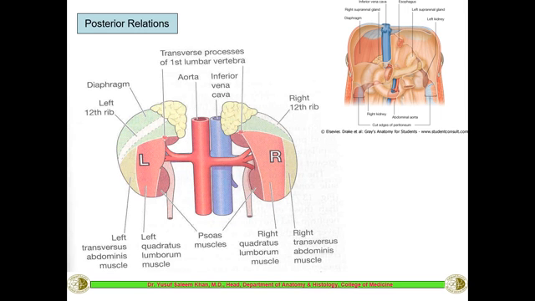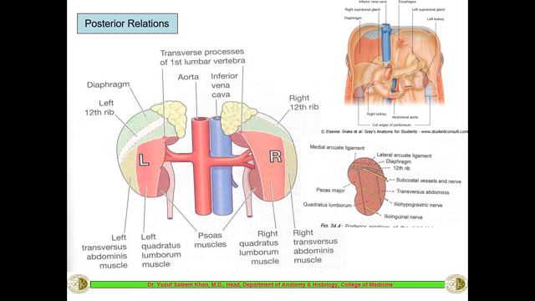The posterior relations are much more similar on both the right and left side. So that's why it will be much more easy. Especially the posterior relation is with the posterior abdominal wall, especially the three muscles which are there. The most medial one of either side will be the psoas muscle, as well as just lateral to that will be the other muscle called the quadratus lumborum, and the most lateral will be the transverse abdominis.